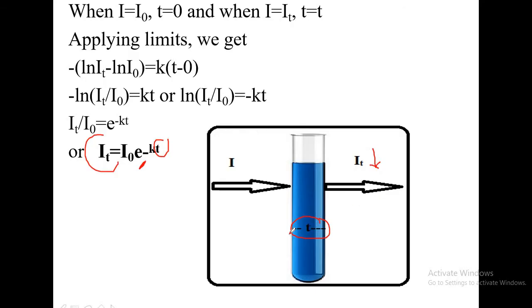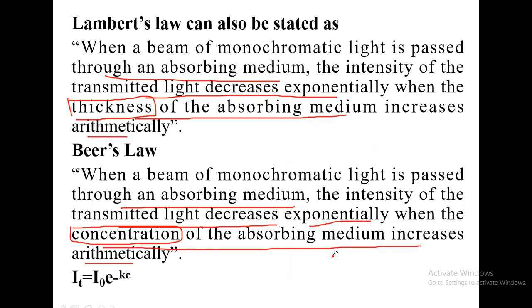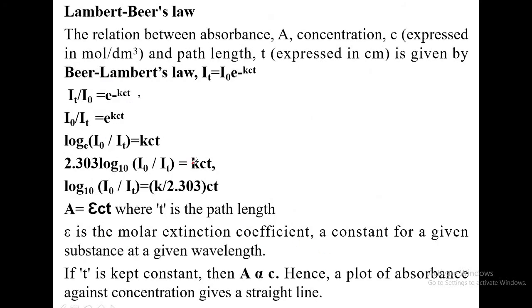If you increase the concentration of the solution and the intensity of the transmitted light goes on decreasing, then it is called Beer's law. So Lambert's law and Beer's law differ by only one word: thickness in Lambert's law and concentration in Beer's law. Now the combined law, that is the Lambert-Beer law. The relation between absorbance, concentration and path length is given by the Beer-Lambert law.